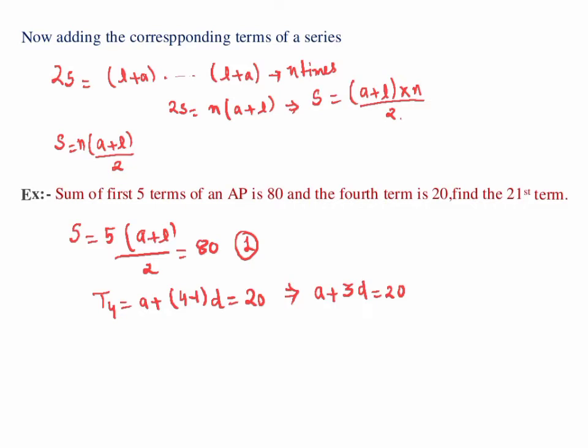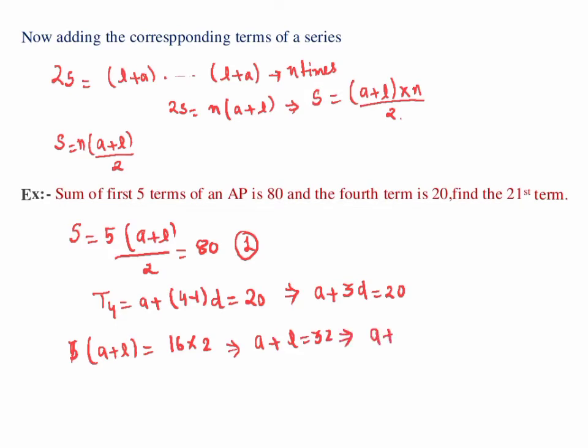Now 5 times (a plus L) by 2 equals 80, if we cancel 5, 80 divided by 5, we will get 16, and taking 2 here we will get 32. So that will be a plus L equals 32.